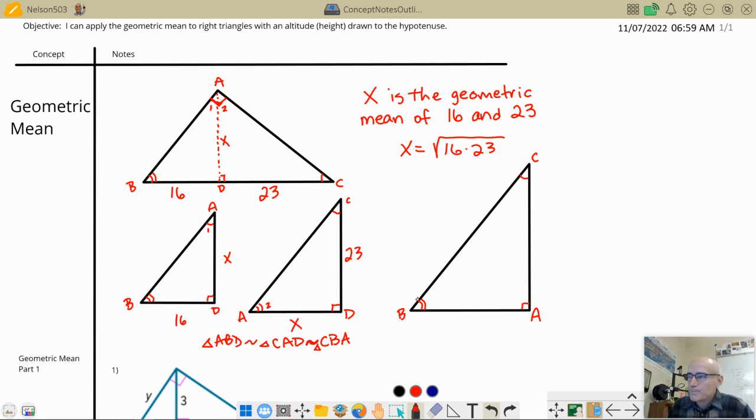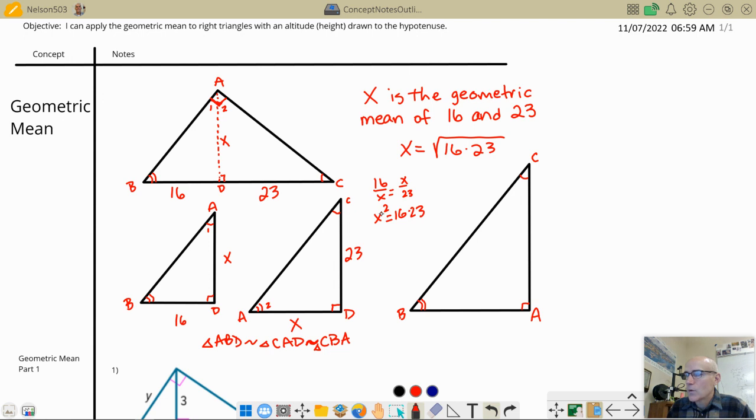Why is this important? Well, we prove that X is the geometric mean of 16 and 23 by going like this. We said 16 over X is equal to X over 23. We're just matching up corresponding sides. Once we have them oriented in the same relative side lengths, then we can set up a proportion. We get X squared equals 16 times 23.